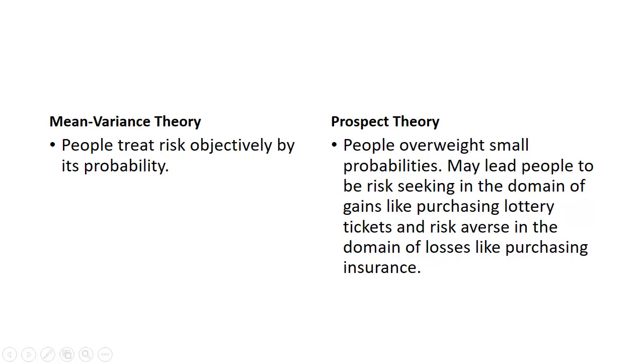In mean variance theory, people treat risk objectively by its probability. In prospect theory, people overweight small probabilities, and this may lead people to be risk-seeking in the domain of gains, like purchasing lottery tickets, and risk-averse in the domain of losses, like purchasing insurance.